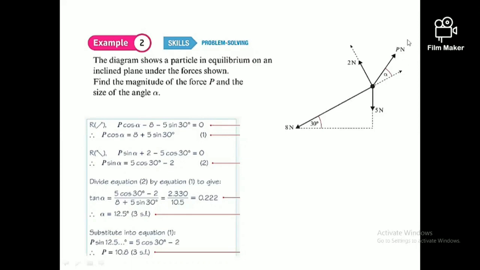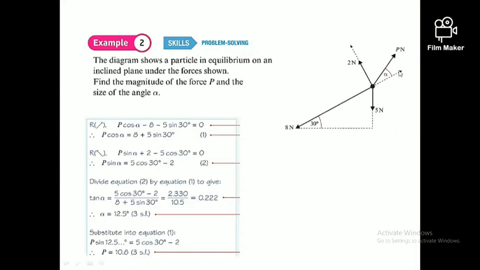What are the components of force P? This component is towards the angle, cos alpha, that is P cos alpha, and upwards, P sine alpha. Then we will mark the forces along the plane. What is the component here?